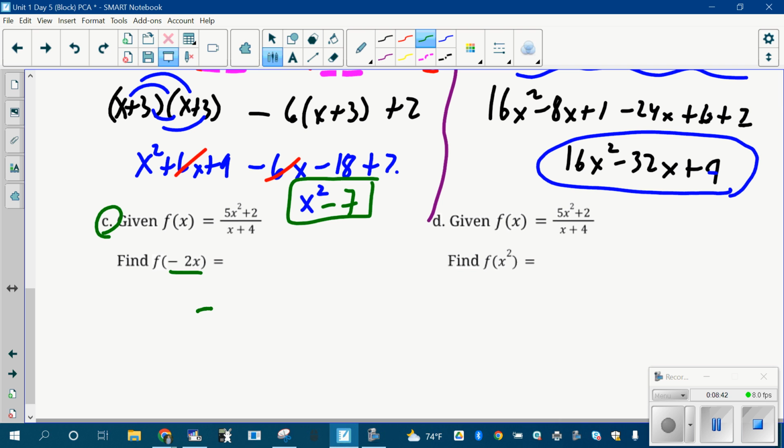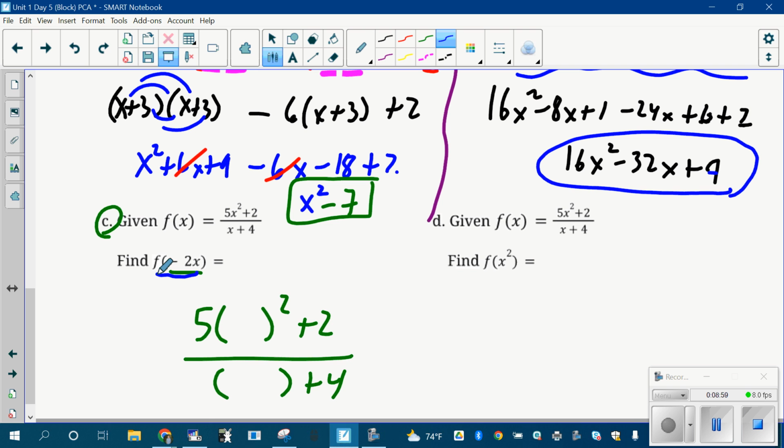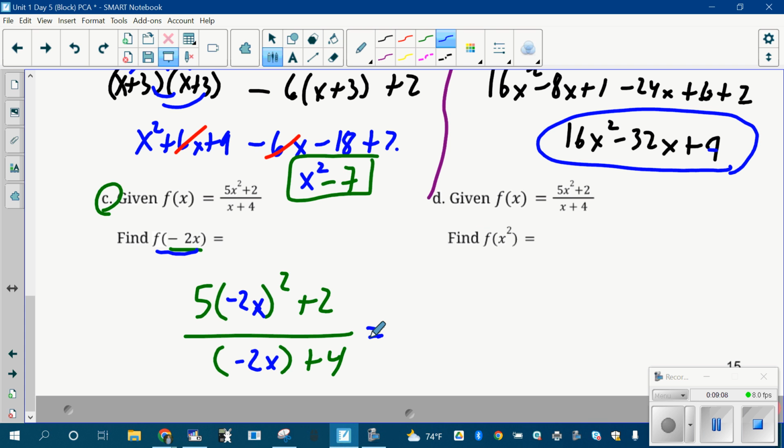f of negative 2x. If you want to write it out with the shells, I like it that way. That's what always makes sense to me. Here's my function. 5 times something squared plus 2 divided by that thing plus 4. I could stick a number in the place of x, but this is asking me to do f of negative 2x. It's asking me to stick negative 2x in the place of x. And then I just want to do a little simplifying. Negative 2x squared is 4x squared. 5 times 4x squared is 20x squared. And then on the bottom, I just have negative 2x plus 4. No additional simplifying to do there. Just leave it like that.